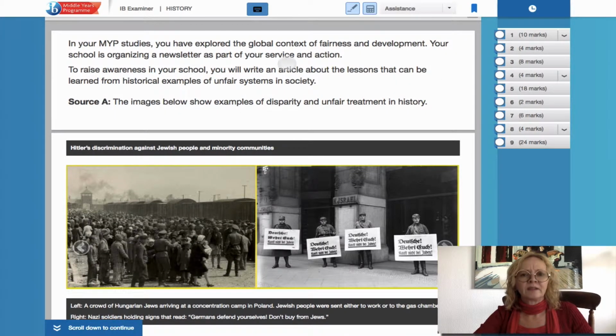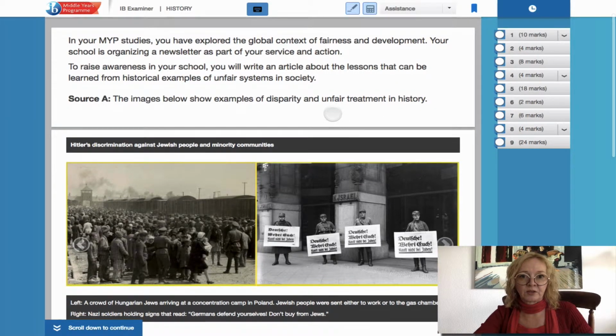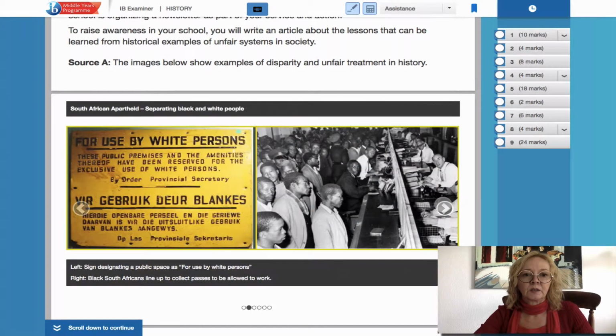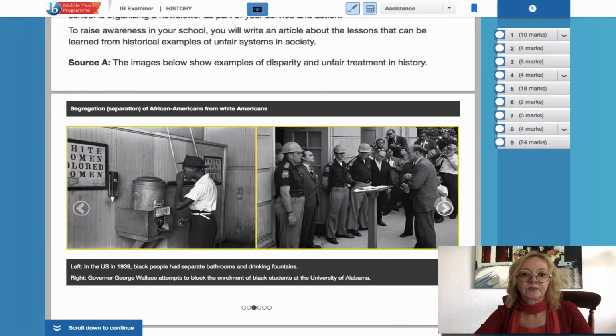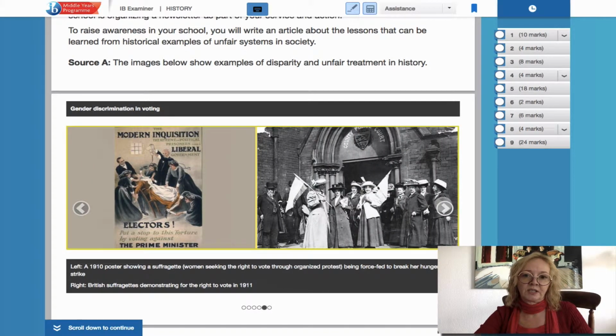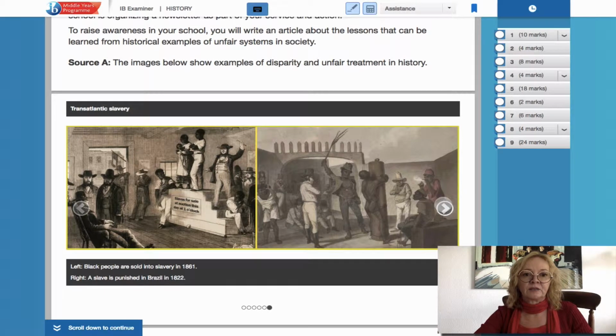So the way that students are responding, I think, is much more engaging and interesting than the type of questions that we saw with IGCSE. Here they're raising awareness and writing a newspaper article about unfair treatment of people throughout history. So the sources are visual, there's a lot less text, different time periods are offered. This source is about Nazi Germany, and then we have South Africa, the United States, the caste system in India, the suffragette movement, and lastly slavery.